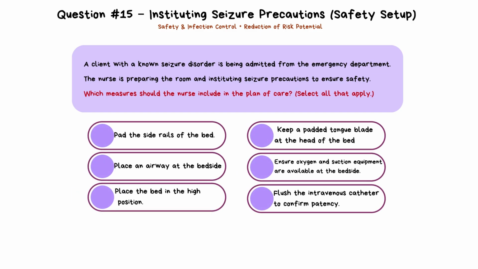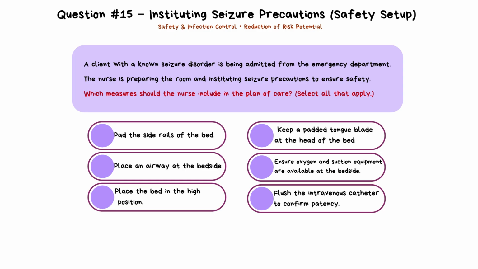Option 1. Pad the side rails of the bed. Option 2. Place an airway at the bedside. Option 3. Place the bed in the high position. Option 4. Keep a padded tongue blade at the head of the bed. Option 5. Ensure oxygen and suction equipment are available at the bedside.